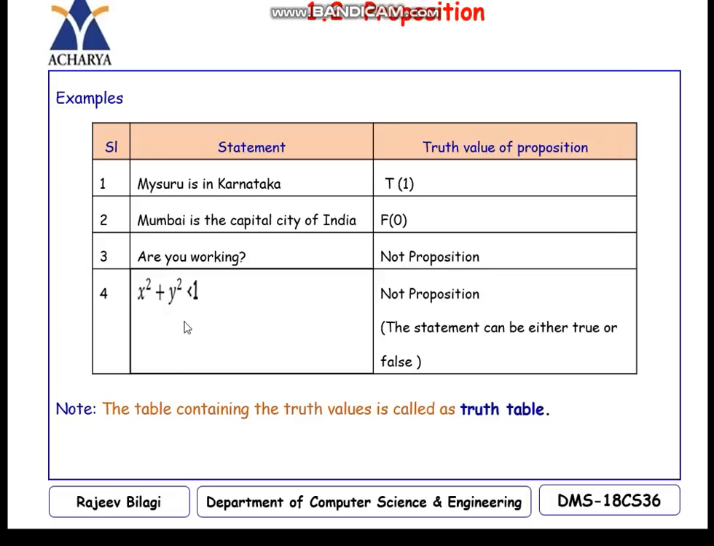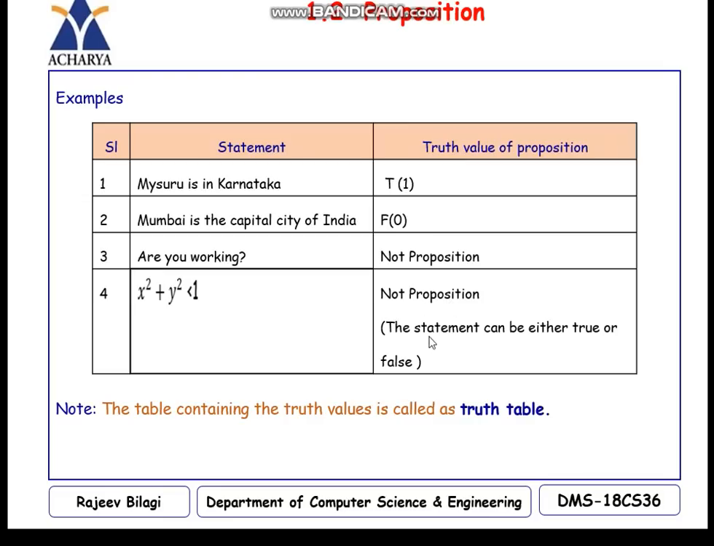The next example is x square plus y square is less than 1. If the values are given, say x equals 1 and y equals 1, then 1 square plus 1 square is equal to 2, and 2 is not less than 1, so I could say it is not a proposition. But the truthfulness of this statement depends on the values of x and y, which we don't know at this point of time. Hence I cannot say this is a proposition.